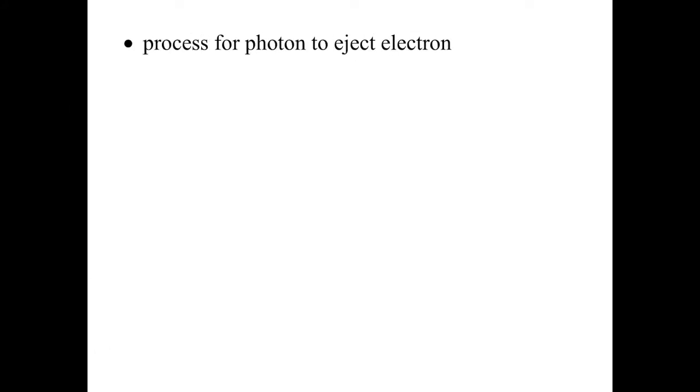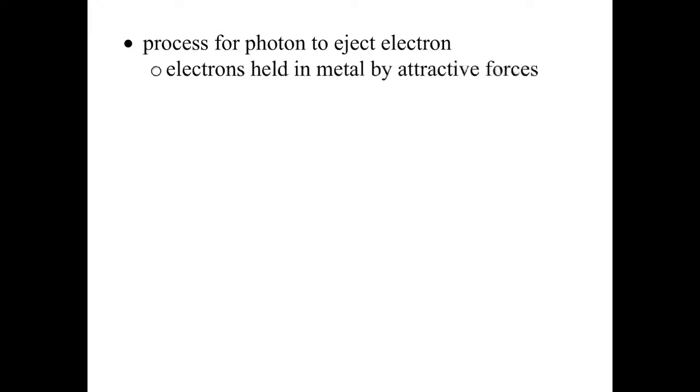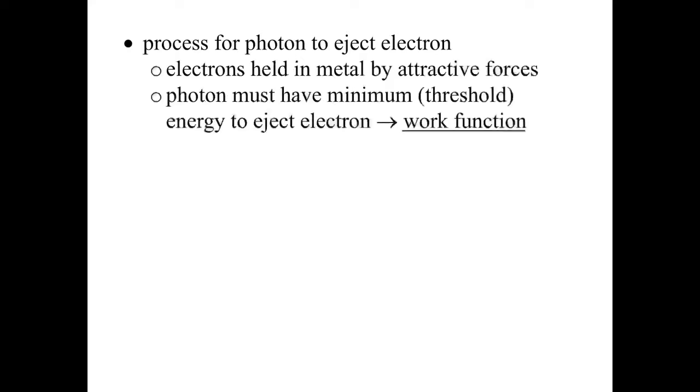All right, so in order for a photon to eject an electron, well, of course, we know that electrons are held in metal by attractive forces between the electrons and the nucleus, but we also know metal, what do we know about it? It's a conductor, so therefore it doesn't hold on to its electrons as tightly. So our photon has to have a minimum threshold energy to eject the electron. We call that the work function, and that is the minimum amount of work, or amount of energy, needed to eject an electron.